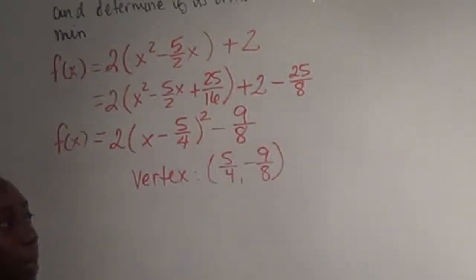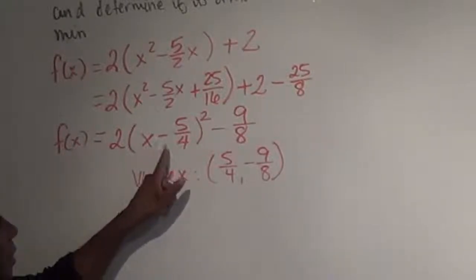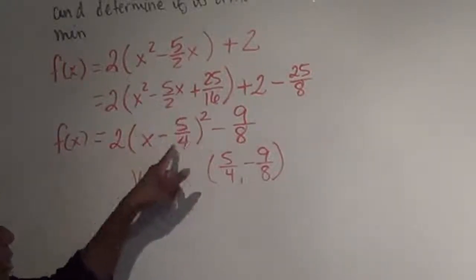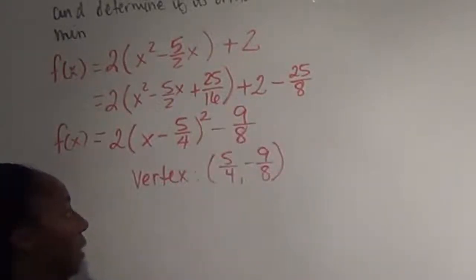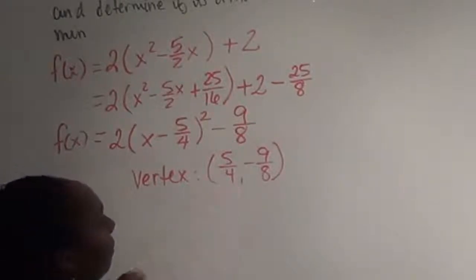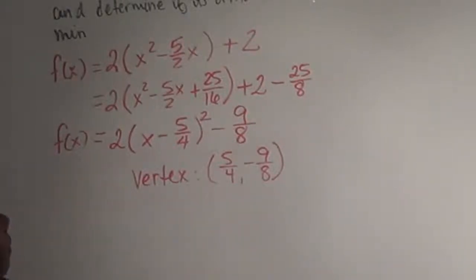And here again, be careful of your signs. Remember, it's x minus h. So in this case, h is positive 5 fourths. And k is, well, it's plus k, so k is whatever is on the outside there. So there's our vertex using the completing the square method.